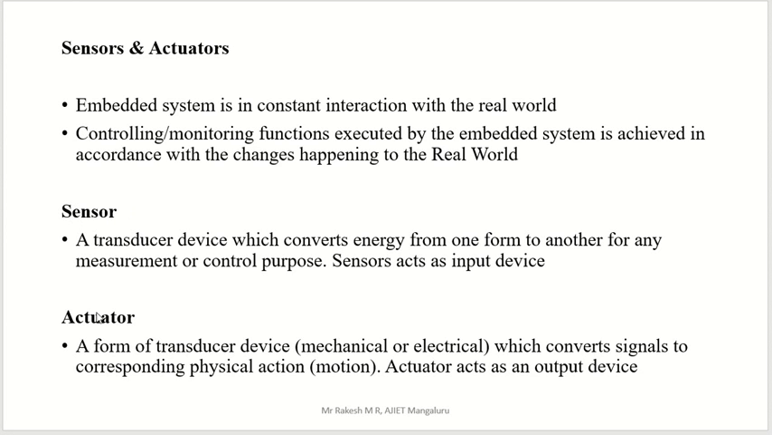Then we have actuators, a form of transducer device which converts a signal to a corresponding physical action. Here the sensor will take the signal from the external world into the embedded device. Inside the embedded device there is some process. After that process, the actuator will send the signal from your embedded device to the external world. That's why this is an output device. It will convert some signal to physical action or motion. Okay, so it is given to the real world. It is an output device.